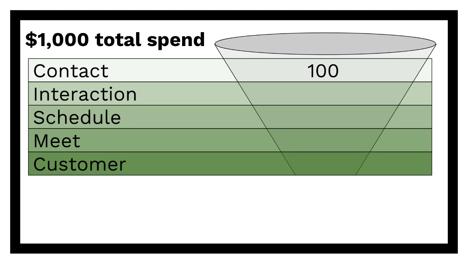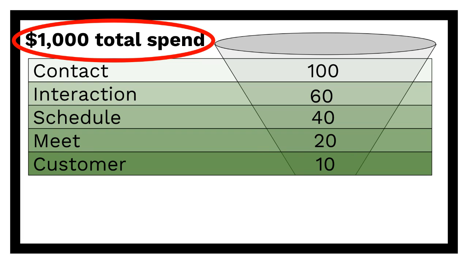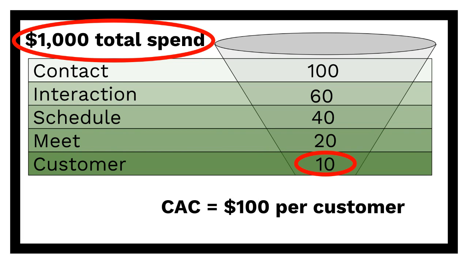And through those efforts, they were able to reach out and directly contact 100 potential customers. And then of those, 60 wrote back, 40 scheduled meetings, 20 actually showed up to the meetings, and 10 became customers. So if we do the math, $1,000 divided by 10 customers in the end means the CAC was $100 per customer. If we're making $1,000 per customer, this is great. If we're making 10, it's really, really bad.